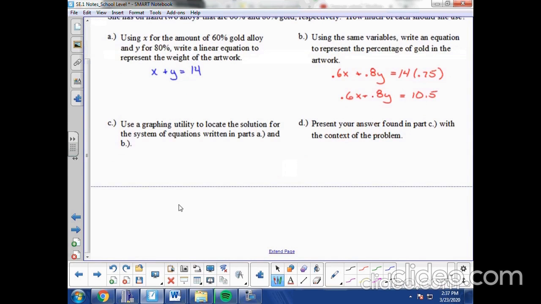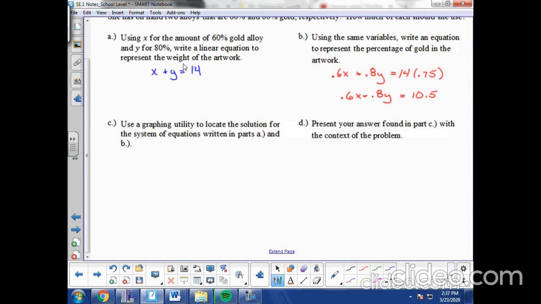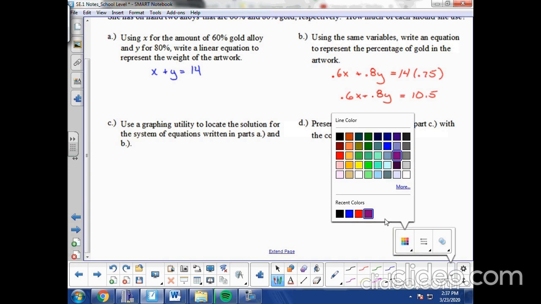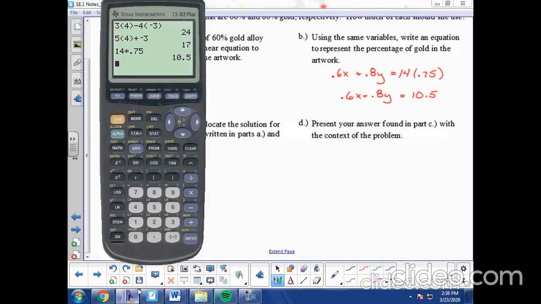It says use a graphing utility to locate the solution for the system of equations written in parts A and B. So remember, in order to graph this, we need y by itself. In the first equation at the top, it's probably a quick fix to get y by itself in part A. Subtract x, so y equals 14 minus x. I can graph this in my graphing calculator.